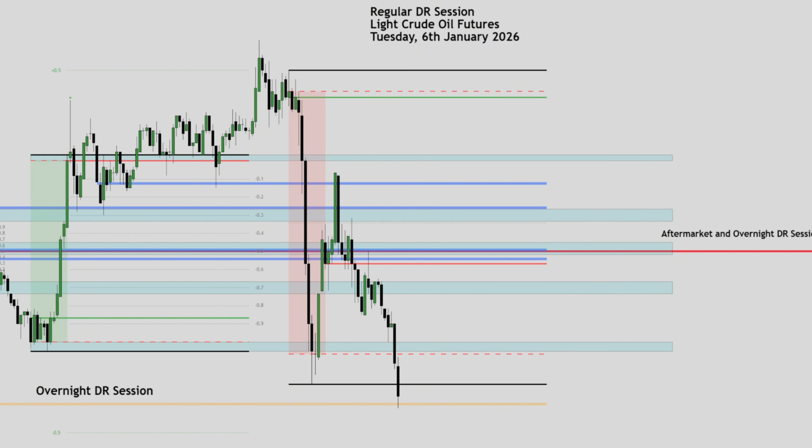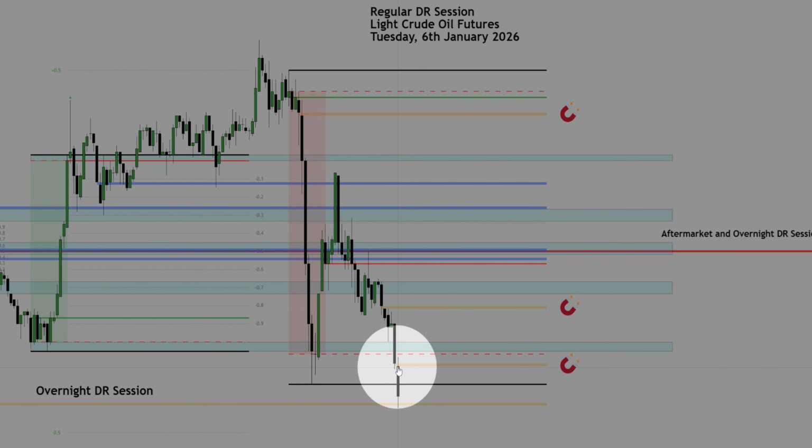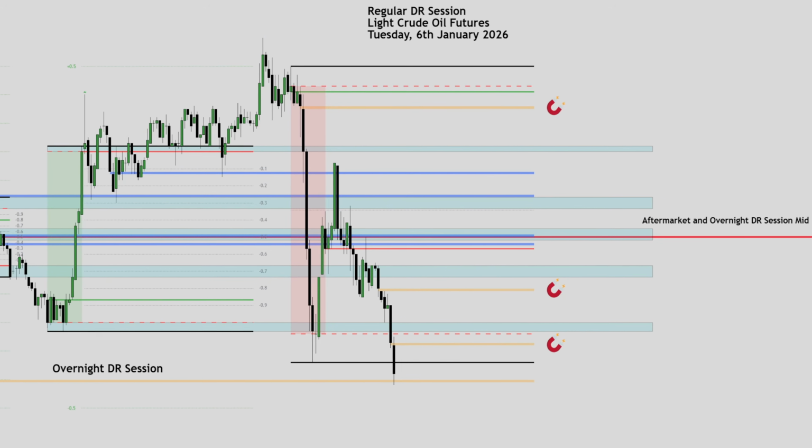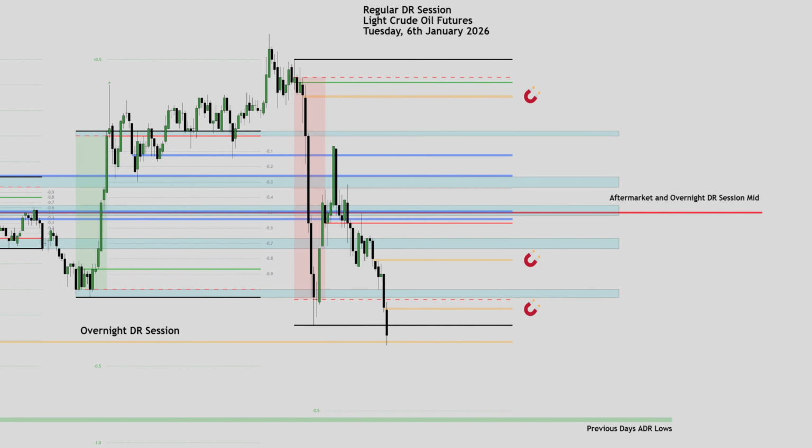Now look inside the range one more time. Besides the previous DR session levels, is there anything else worth highlighting? Yes, 3 open magnetic volume imbalances. The upper one is less likely to be filled during this session due to multiple barriers, and ideally we want to see lower prices anyway.